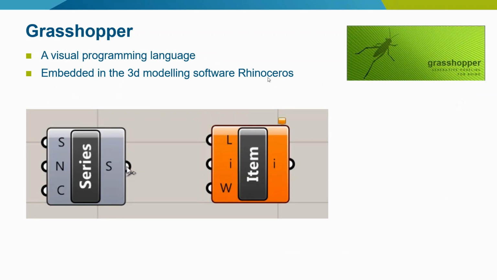And Grasshopper is a visual programming language, and you can link boxes with each other with wires, and in this way you make these relations to create your parametric design. And there are a lot of plugins to, for example, do FEM analysis, but also other analysis you can do with Grasshopper and the plugins.